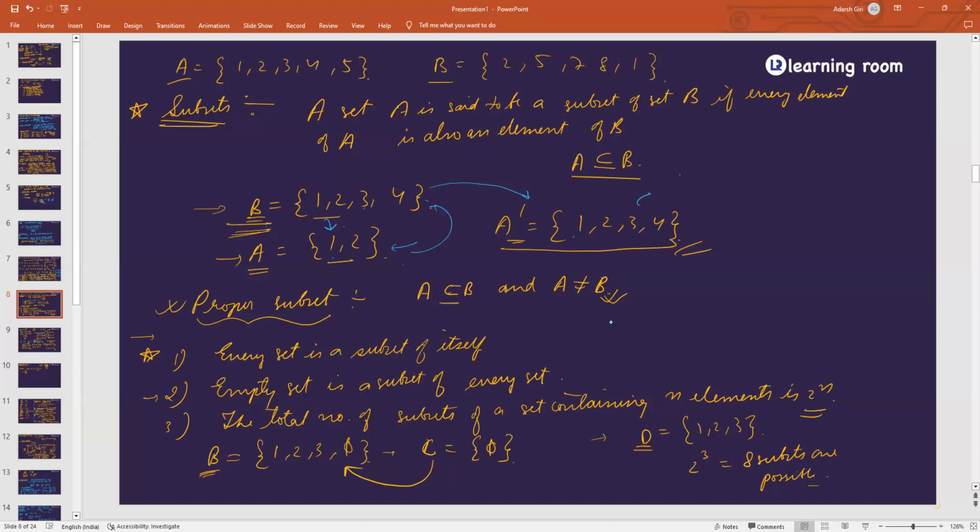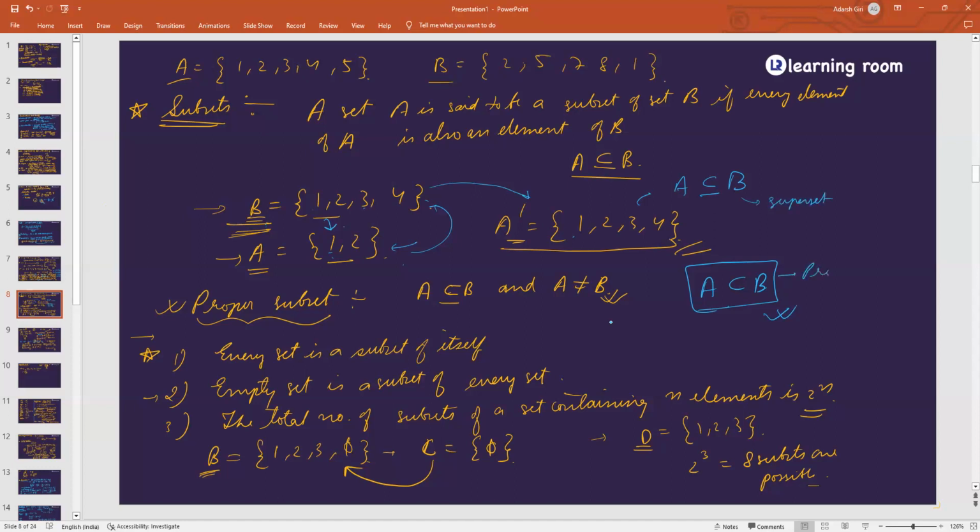So A is a subset of B, and it can also be equal to B. On the other hand, if A is a subset of B but not equal to B, we write it like this, and that is called a proper subset. And if A is equal to B, it is the superset case.